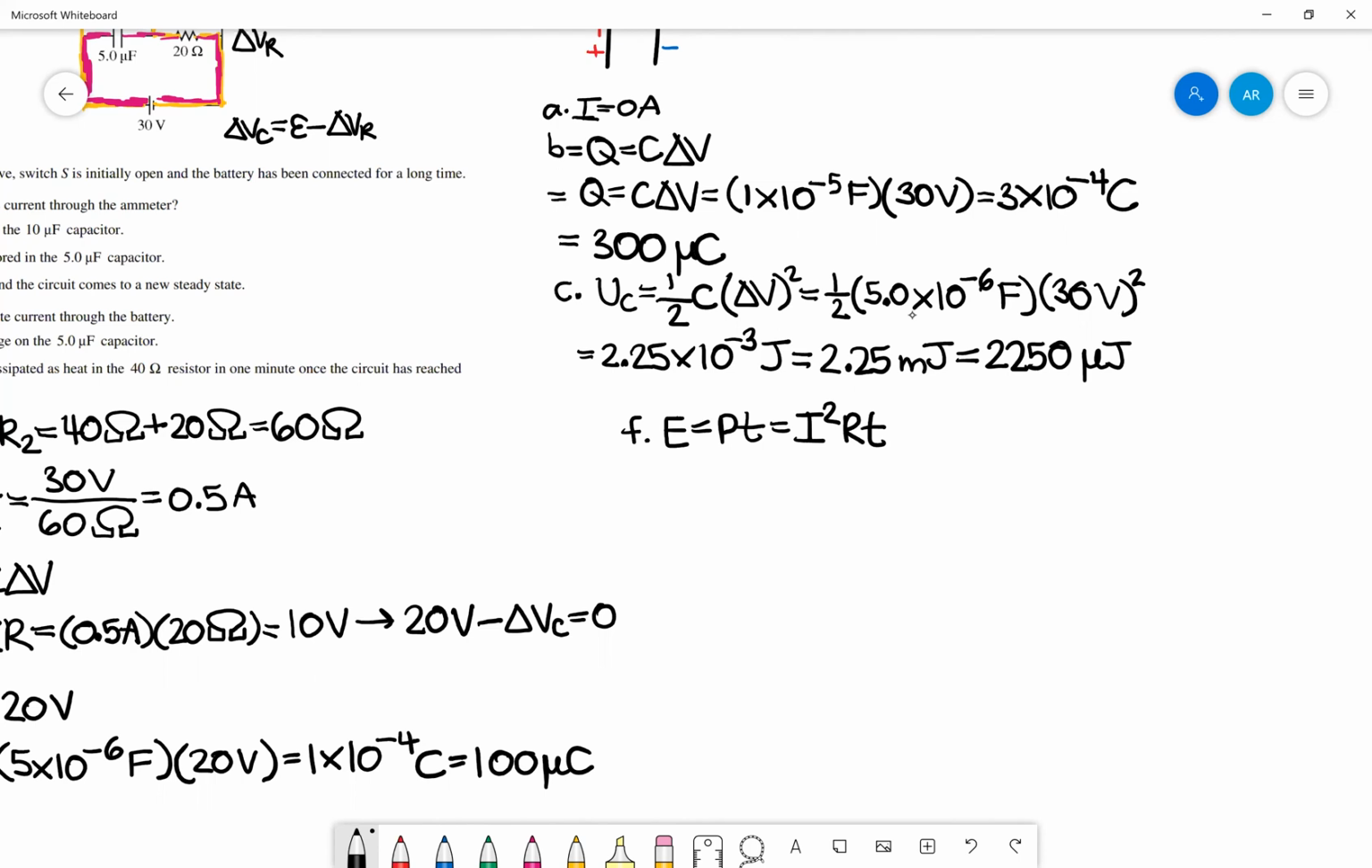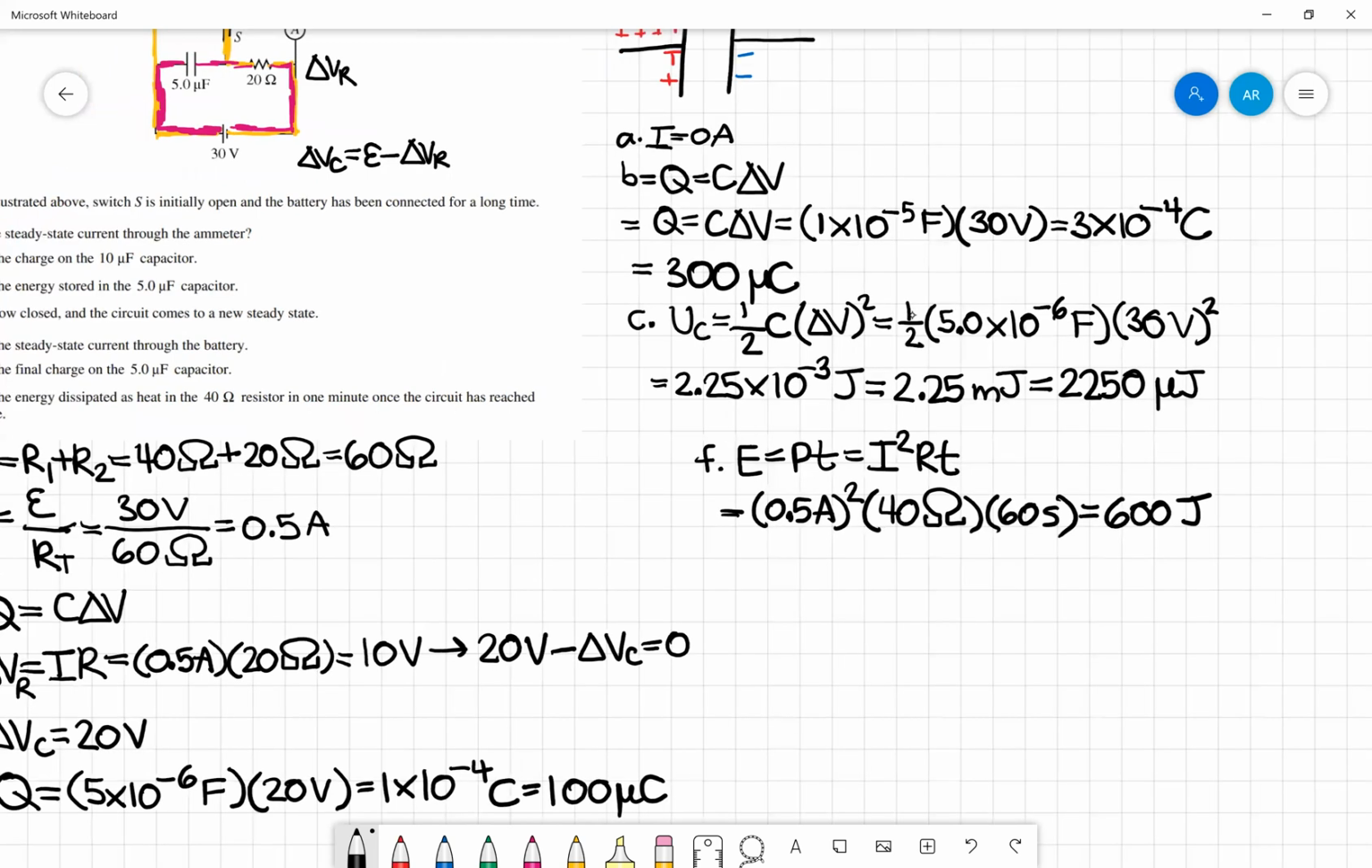And now we're just plugging in numbers. 0.5 amperes squared times the resistance, 40 ohms, times the time, which is 60 seconds. Again, everything has to be in seconds, not a minute. We can't put 1 minute in there. And what do we get? We get 600 joules. So that's how much energy is dissipated as heat due to the current.